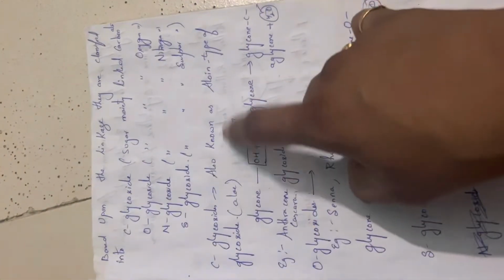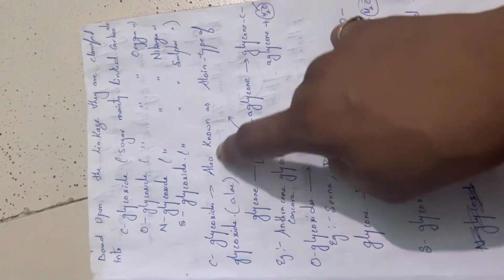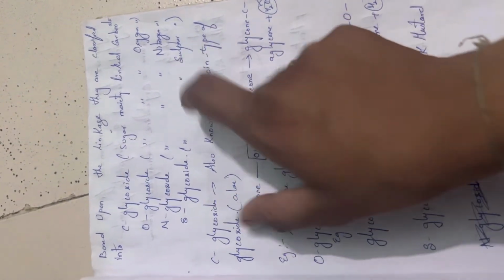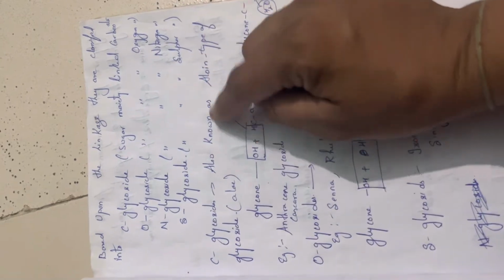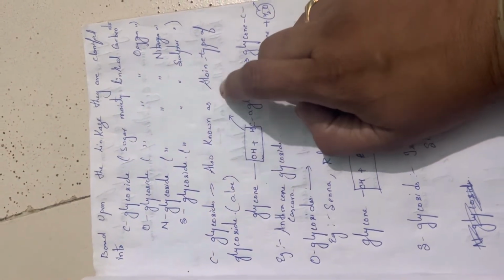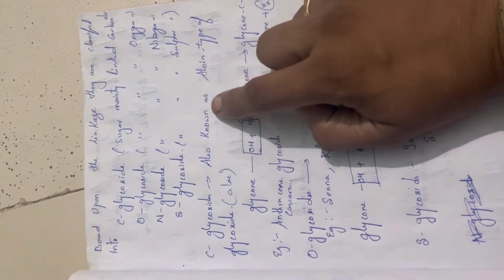Another type we studied is also known as the aloin type of glycoside. It is mainly for the Liliaceae family, for example aloe. If this type is mentioned, we need to write aloin mainly for the Liliaceae family.